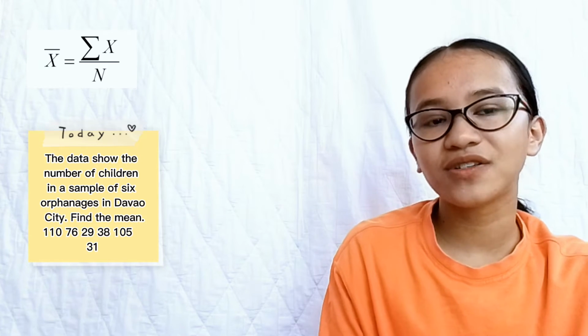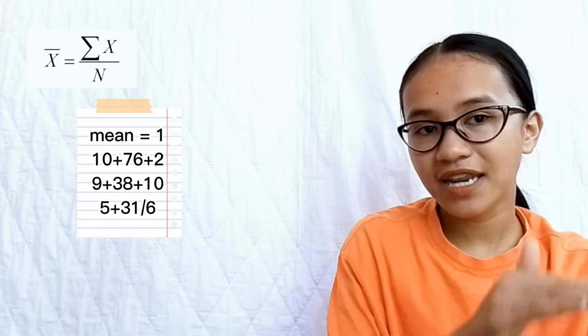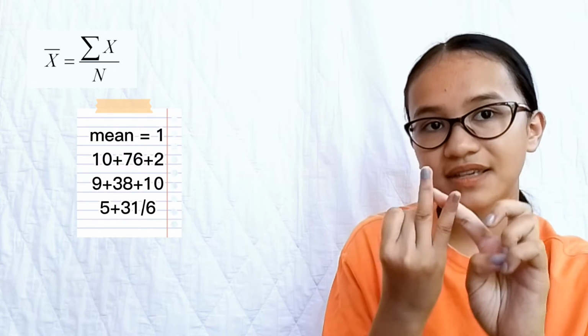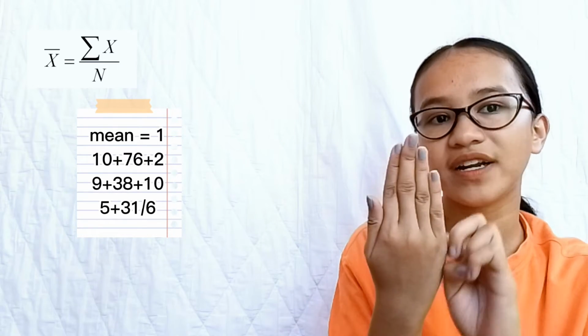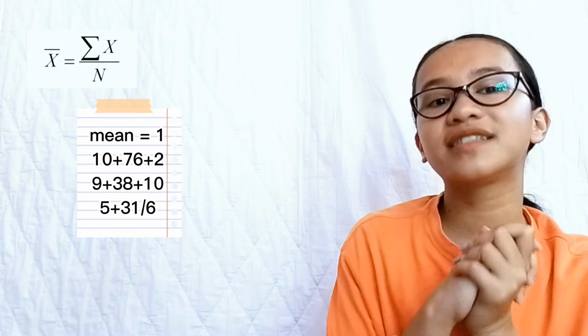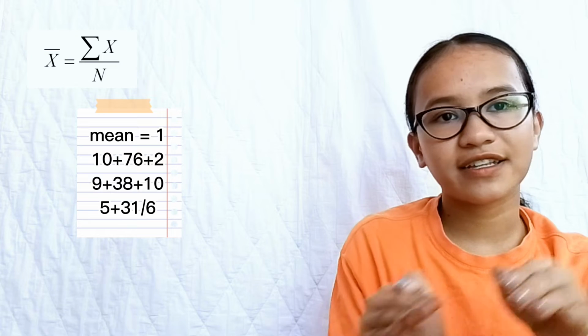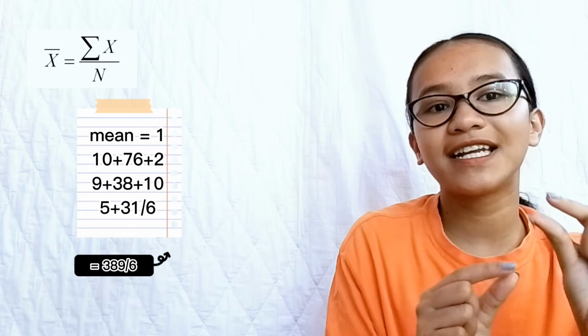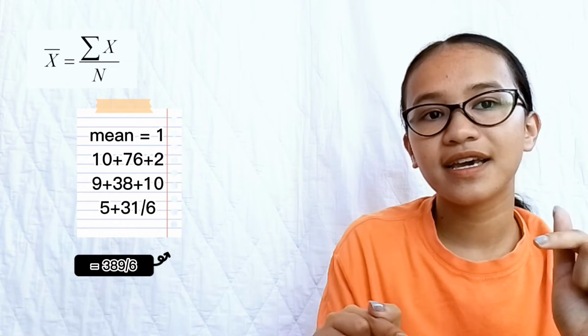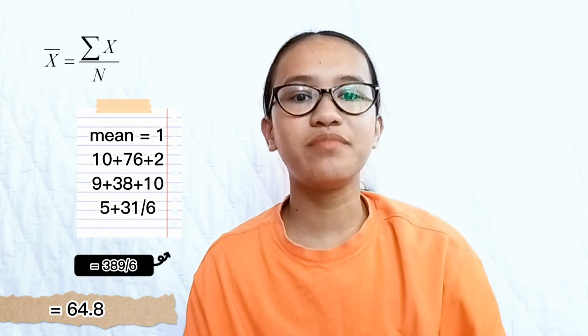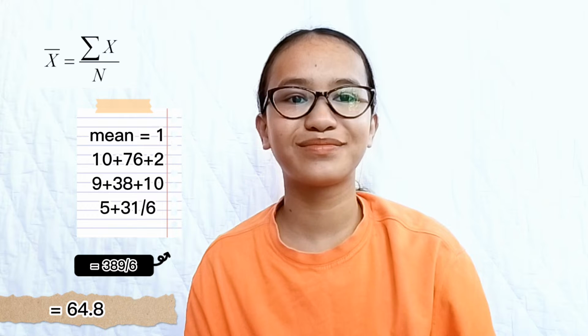After identifying those, kindly add them up and divide it by 6. 6 because 110, 76, 29, 38, 105, and 31 are considered as the number of measures in a variable. After adding the 6 numbers, we can get 389 divided by 6, which results to 64.8, and that is our mean for the given problem.